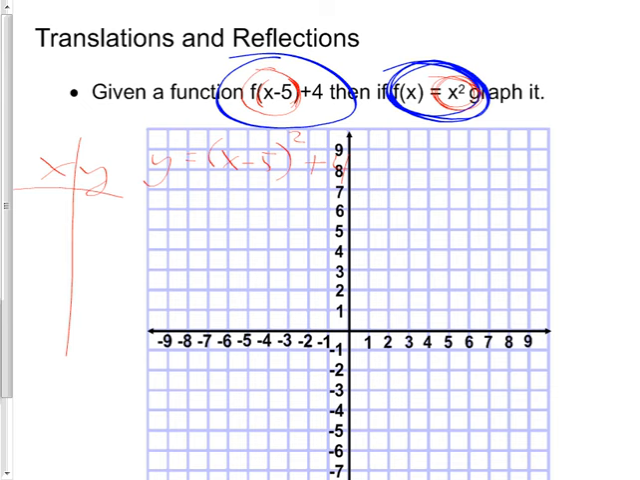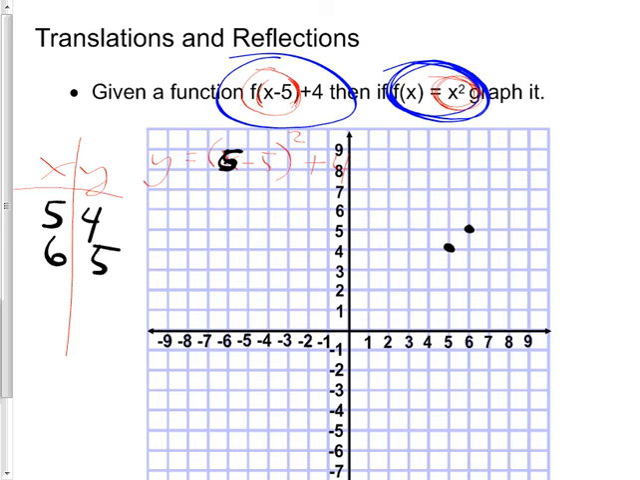So I'm going to say, let's put in 5. Do you know why I picked 5? Because then I can make this 0 and it makes it really easy. 0 plus 4 makes 4. 5 comma 4 is on my graph. Over 5, up 4, dot. I'll pick another number. Let's say 6. That way 6 minus 5 will give me 1. 1 squared is 1. 1 plus 4 is 5. 6 comma 5.